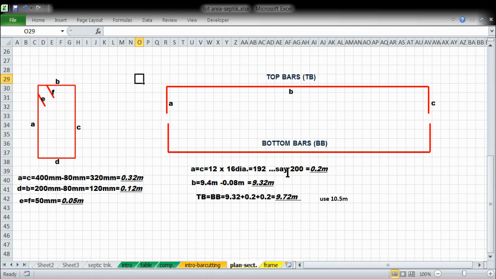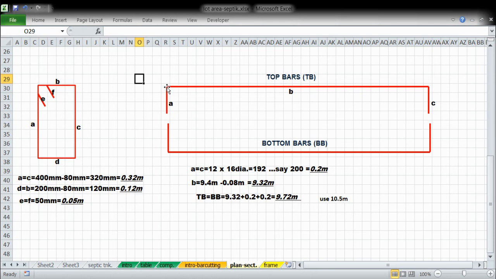Pwede mo siyang, we can use higher than 192, but we cannot use lower than 192. So, it is easy to lay out 200 or maybe a little higher than 200. In this example, I will use 200, which is simply 0.2 meters. So, A and C now is 0.2 meters. Let us go now to B.